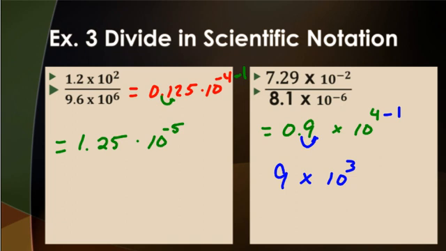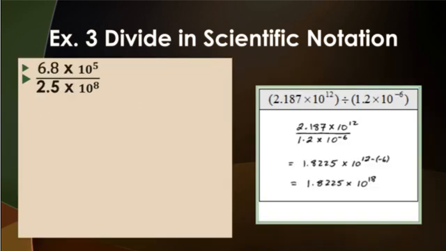And another division problem. 6.8 divided by 2.5. We have 2.72 times 10. 5 minus 8 is a negative 3. I have a decimal point that's between 1 and 10, so that's good. So we already have our answer in scientific notation. So we'd have 2.72 times 10 to the negative third.